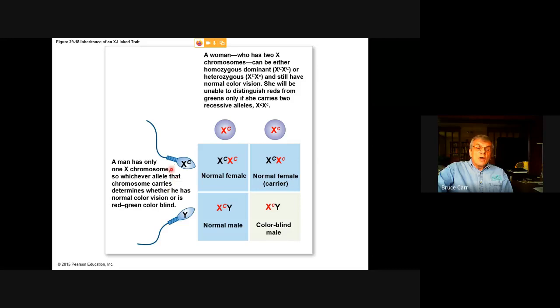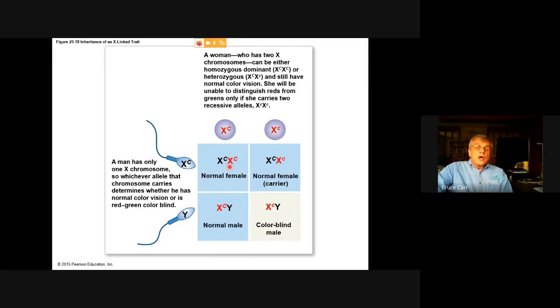Now here is a male. The male only has one X chromosome, so 50% of his sperm carries the X with a big C, and this male has normal red-green vision. The Y, 50% of the sperm carry Y, and so have no allele for color vision. So when you cross the normal color vision male with the normal color vision female who is a carrier, you have 4 possible combinations.